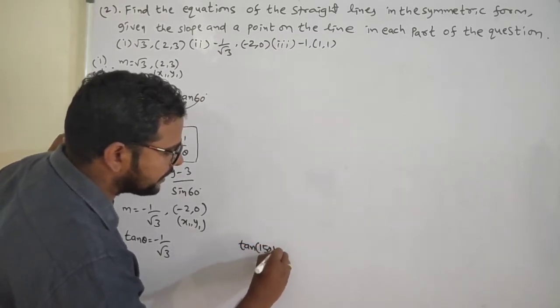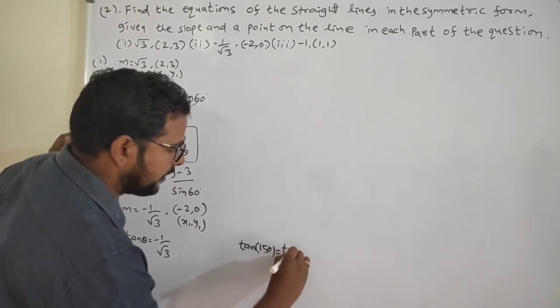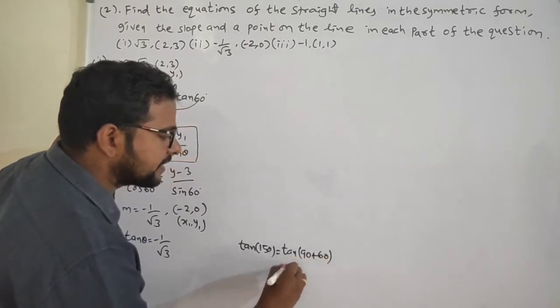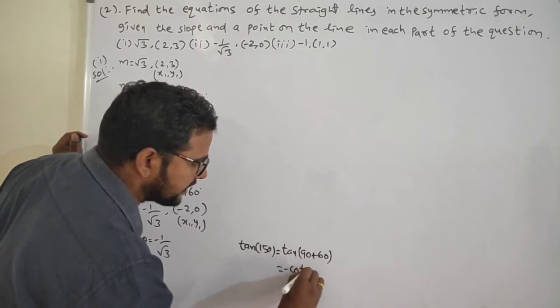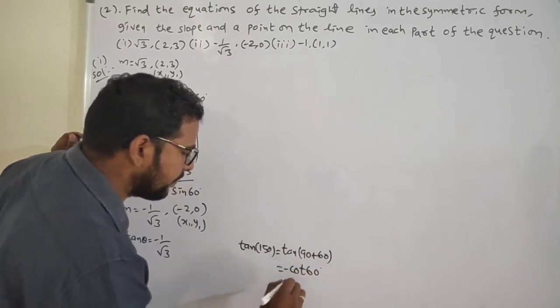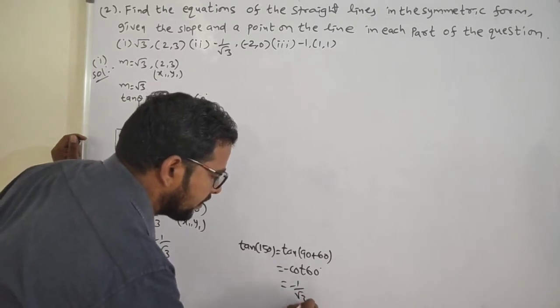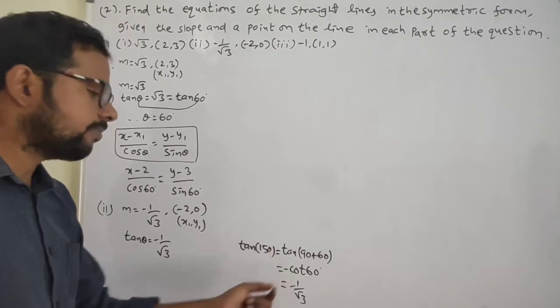is equals to ఇలా రాయొచ్చు మనం, tan 90 plus 60 రాయొచ్చు. tan 90 plus theta అంటే minus cot theta, minus cot 60 degrees, cot 60 degrees value 1 by root 3, so minus 1 by root 3. tan 150 degrees equals to minus 1 by root 3.